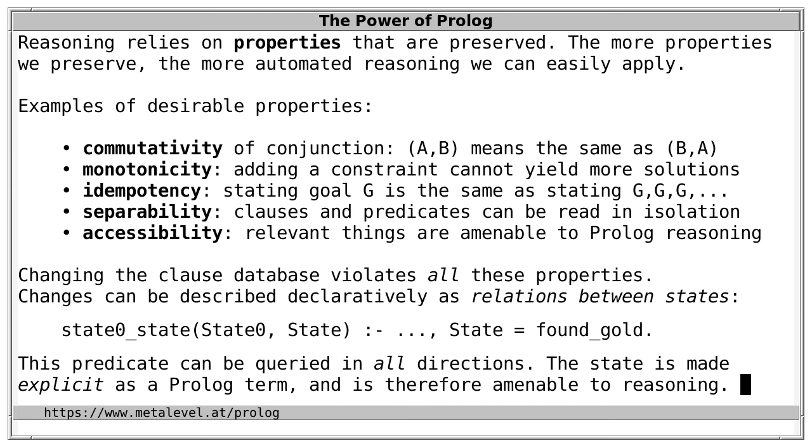And we can now do this because the states are now available explicitly as Prolog terms and can now be queried and reasoned about. So this is what I mean with accessibility. We have access to the things we are interested in. They are available as Prolog terms. Whereas in contrast, if state changes are expressed as destructive modifications to the global clause database, then we cannot reason about them in this way.